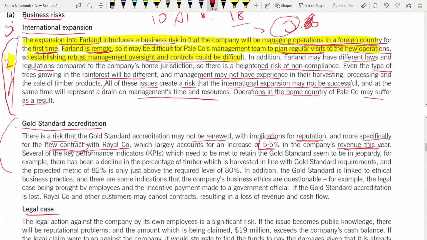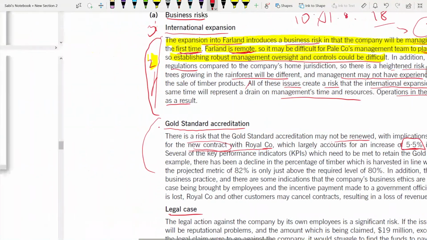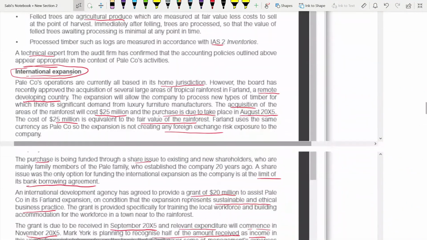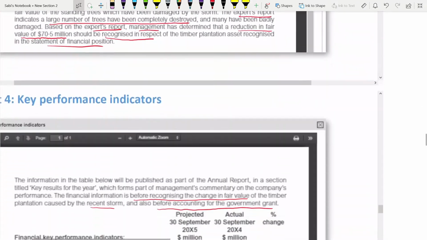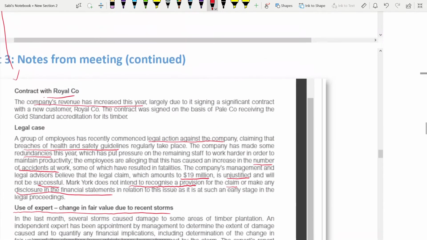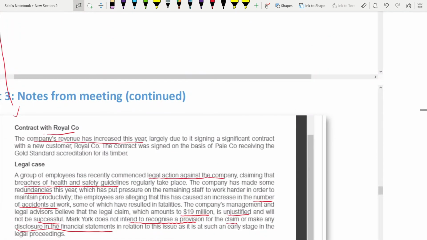How are you saying this 5.5%? Use this figure from another exhibit. You see, you're making use of different exhibits, multiple exhibits here. You're going to the next exhibit and talking about this 5.5%. The revenue increased. If you see, it increased from here to here. And if you see the Royal contract, where is it? Contract with the Royal Company. Here also they told the company's revenue has increased this year, largely due to its signing a significant contract. Did you see now how they linked this with the next exhibit?